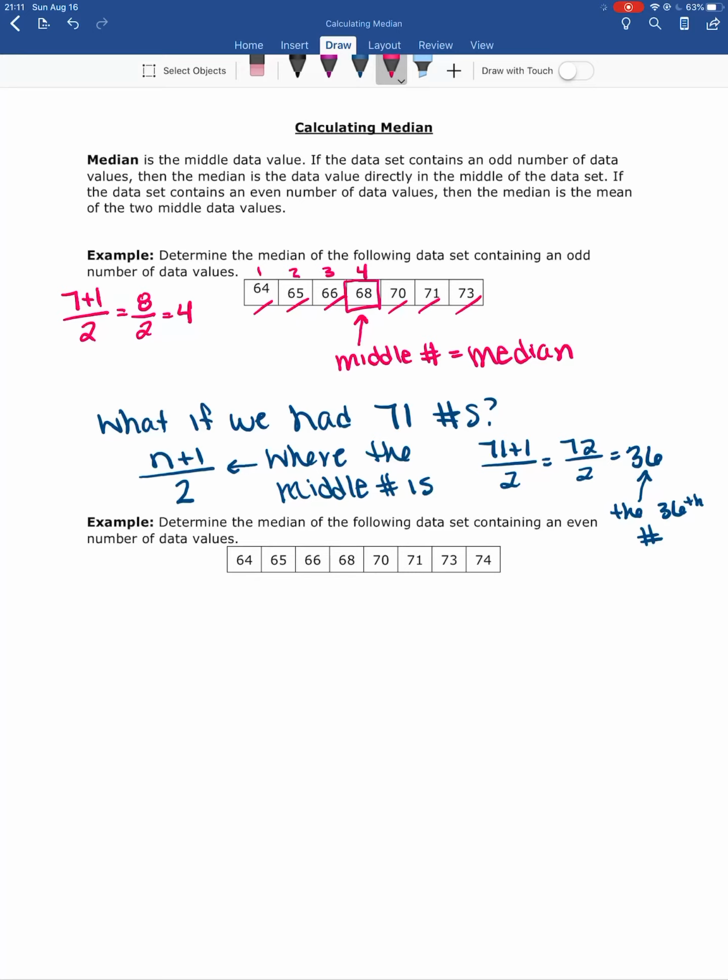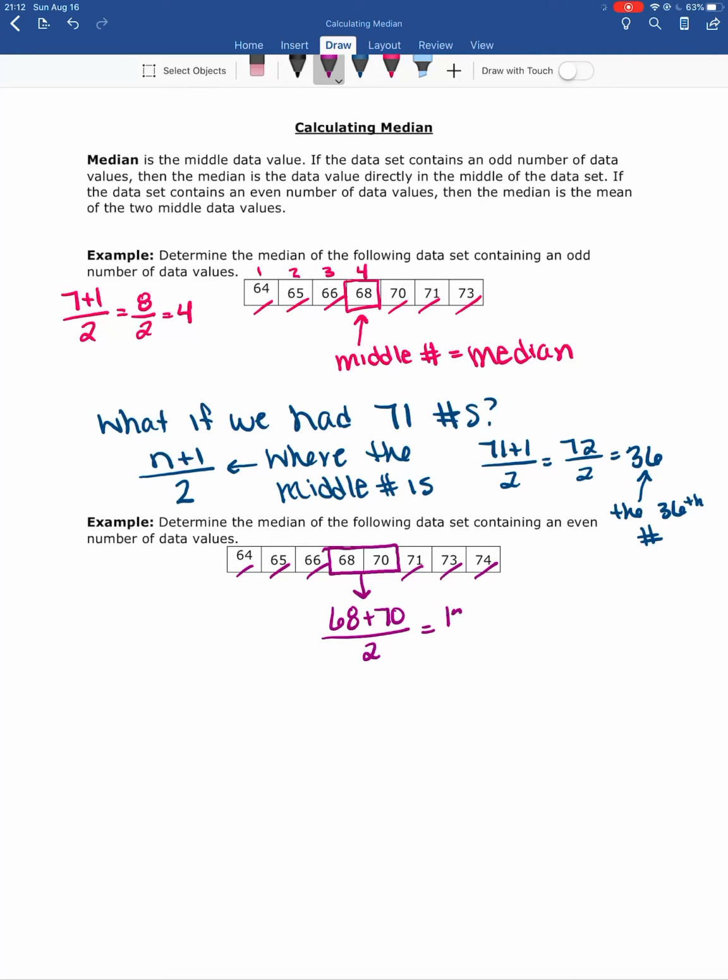So we have the same data set, but now we have a 74 on the end. So now we have 8 numbers instead of 7. So again, it's a small number of data values. So I can go through and say, okay, I'm going to cross one out from each side like this until now I have 2 numbers left. I have 68 and 70. I can't get this down to just one number by crossing out one from each side. So the median is going to be the average or the mean of these 2 numbers. Or it's the number that's in the middle of 68 and 70.